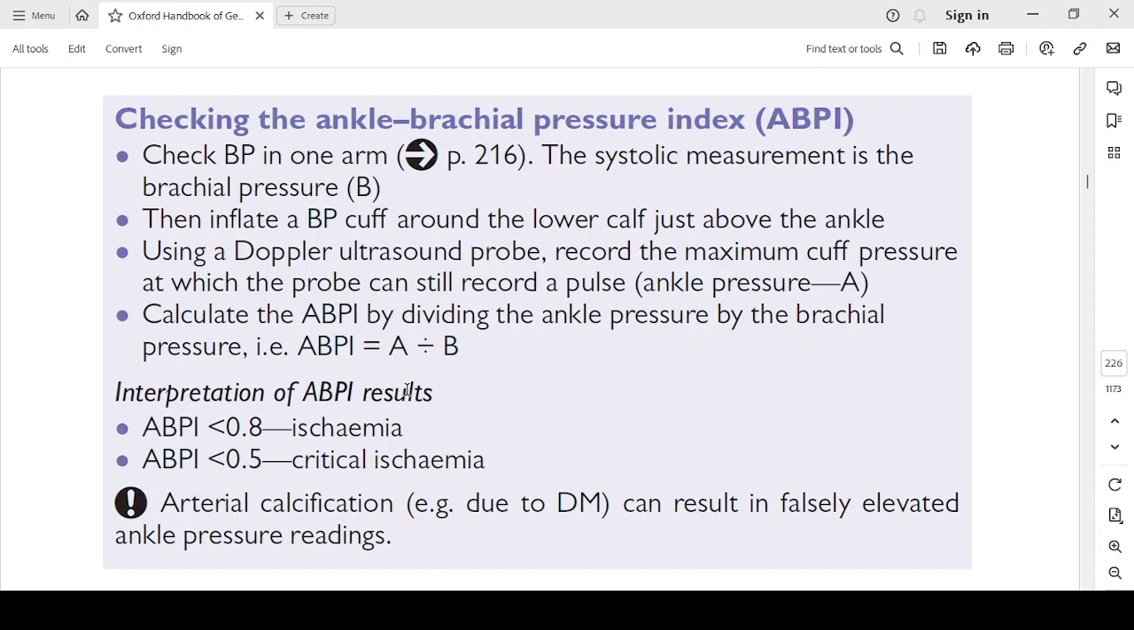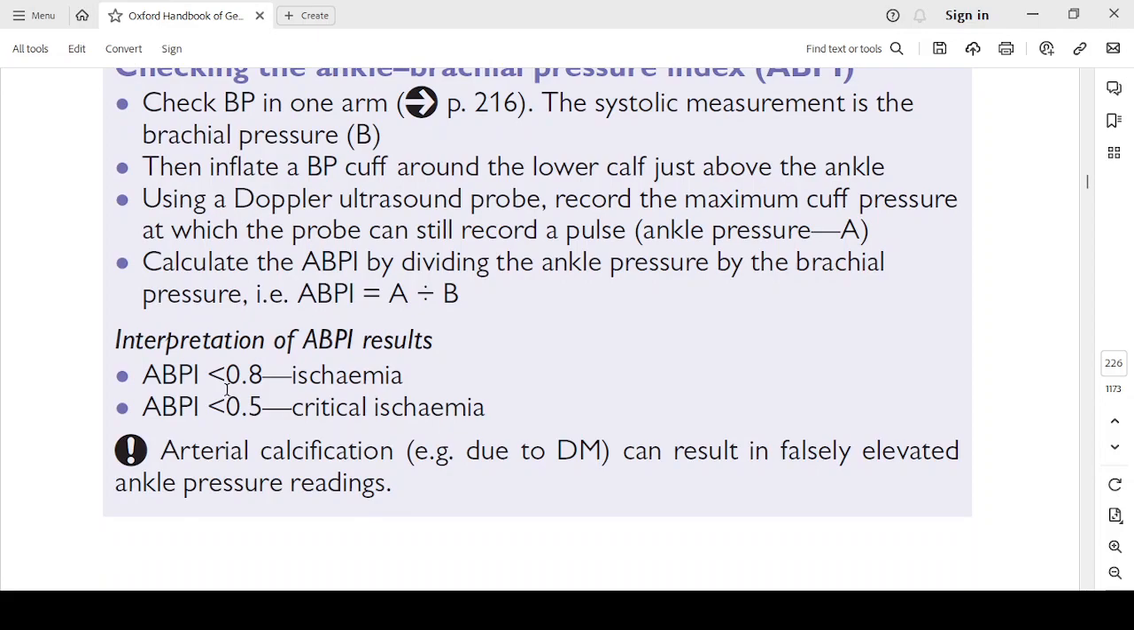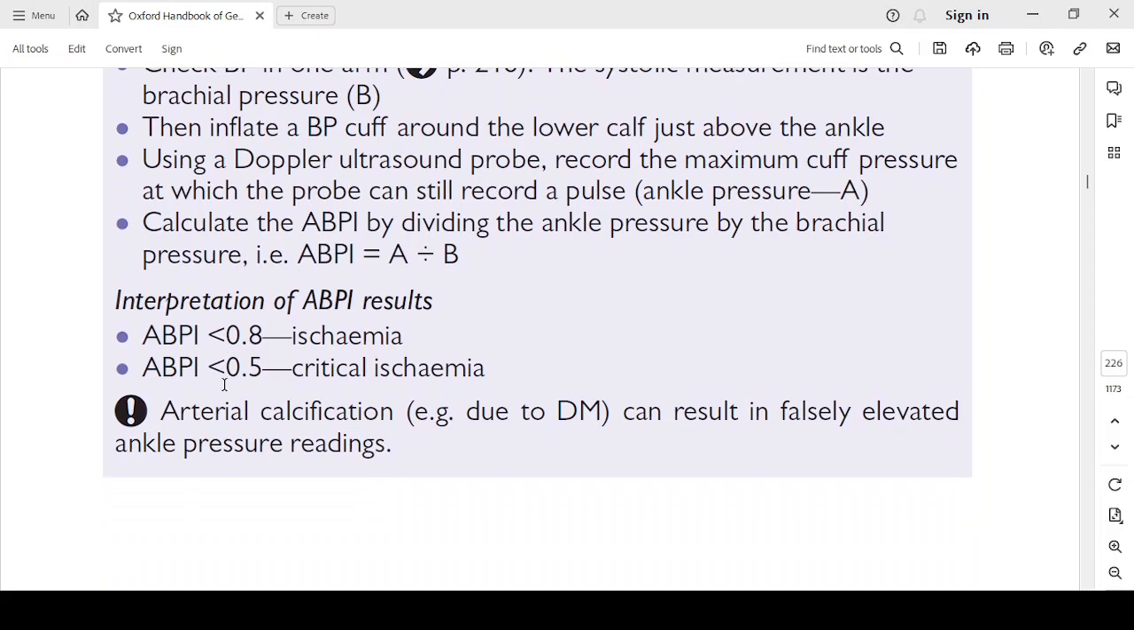Interpretation of ABPI results. ABPI less than 0.8 is ischemia. ABPI less than 0.5 is critical ischemia. Arterial calcification, for example due to diabetes mellitus, can result in falsely elevated ankle pressure readings.